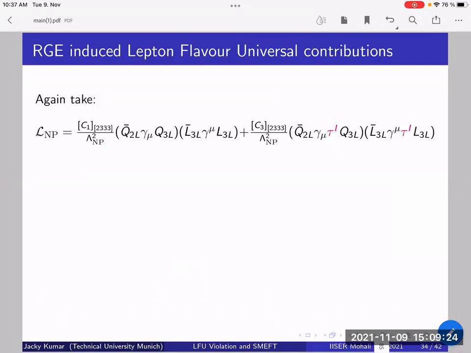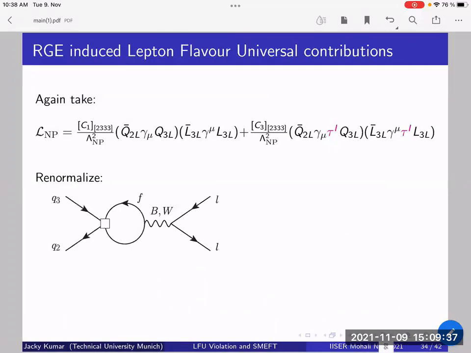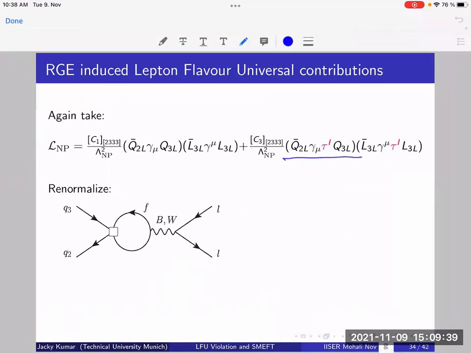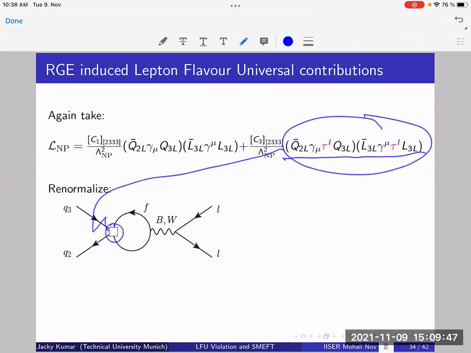So, as I said in the beginning, from low energy fits we need some kind of lepton-flavour universal contribution to C9. Now in SMEFT, you will see that you can get this universal contribution at one loop level. Basically, what you have to do is start with this dimension six operator and again renormalize it, which you have to do anyway. So you insert it here. Here the box represents this four-Fermi interaction, and you close the loop and attach to leptons.